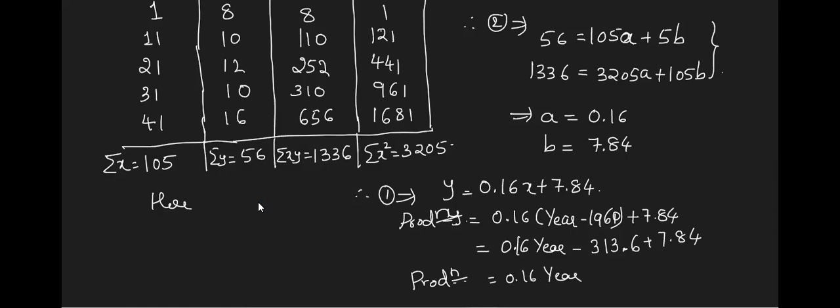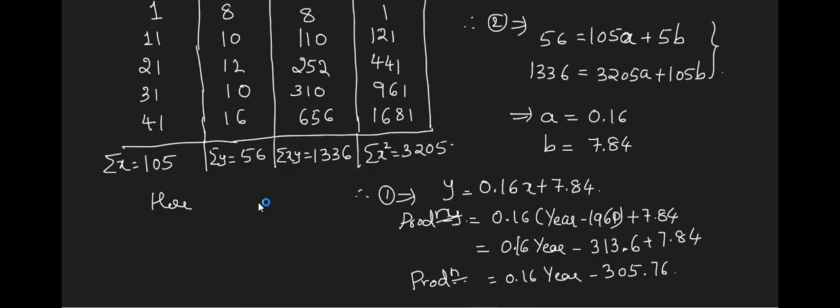0.16x minus 321. 313 minus 7 will be how much? Somewhere around 304 or 5. Just check. Simplify these two numbers. 305.76. Yeah, exactly. This is the answer. So actually in the question paper, in the scheme, I have just written that answer.